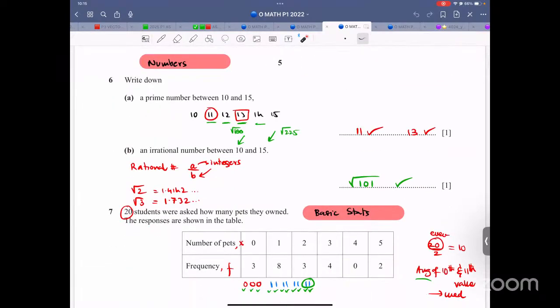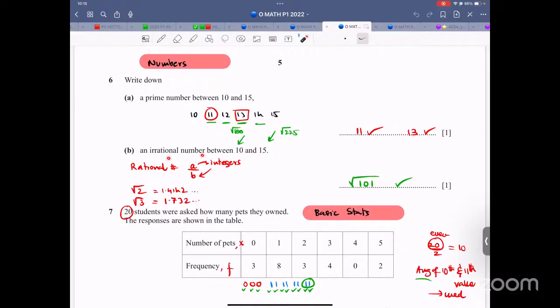Something again with numbers. Write down a prime number between 10 and 15. Just write it down and pick it up. So these are the questions that we are doing right now. They are technically easy. A little bit difficult could be the next question.